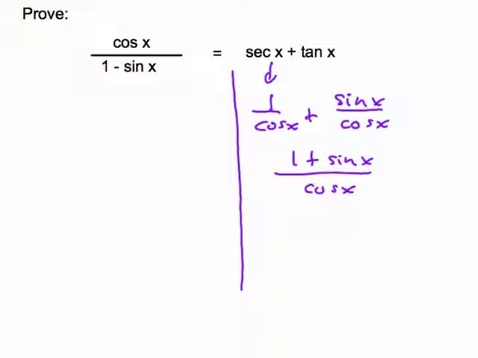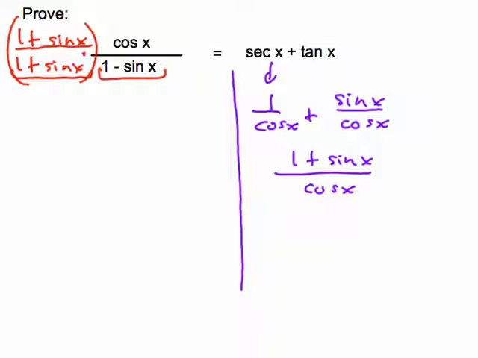Okay. Not sure what more I can do on the right, so let's take a look at the left. Now, one thing that you want to keep an eye out for is when you've got a binomial denominator, what you can try to do is multiply top and bottom by the conjugate of that denominator. Remember, the conjugate of a binomial is the binomial with the opposite sign in the middle. So I'm going to multiply numerator and denominator by 1 plus sine x. And of course I can do that because 1 plus sine x over 1 plus sine x is 1. 1 times my original expression doesn't change anything.